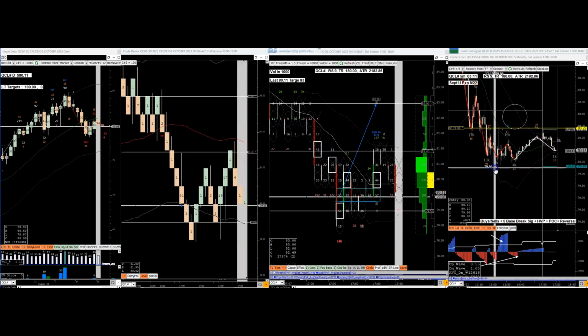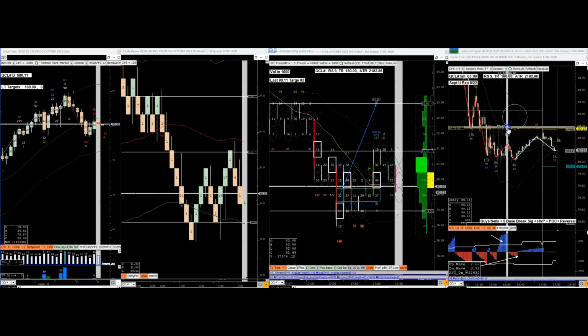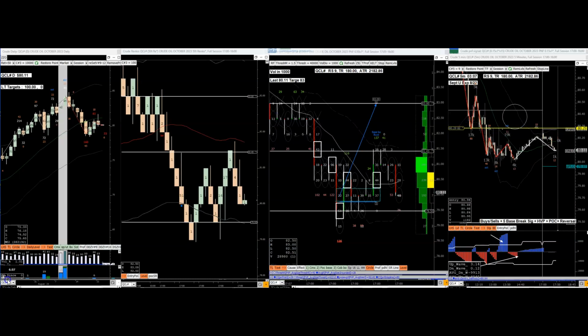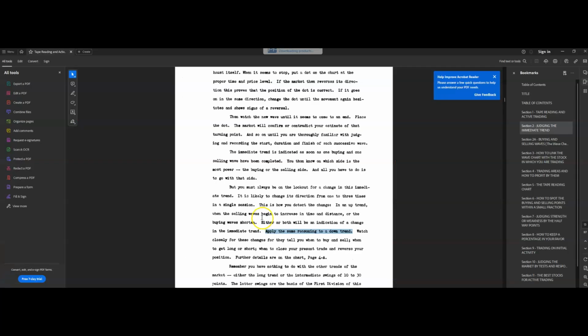Again, I showed the shortening and the increasing. Now going back, reread this, and you'll see this is how you detect the change in the trend. In an uptrend, when the selling waves begin to increase in time and distance, or price and volume, or the up waves shorten in price and volume, either or both will be an indication of a change in the immediate trend. This is how valuable this one line is.